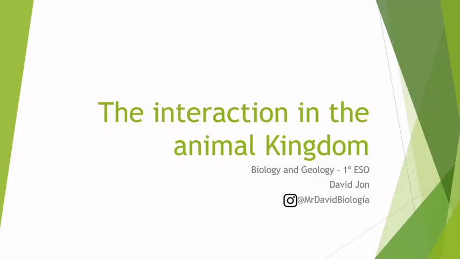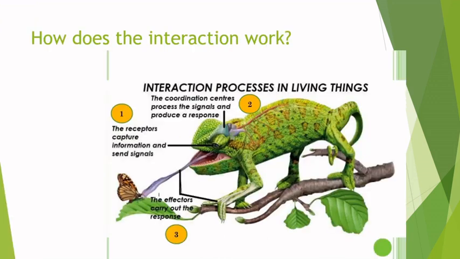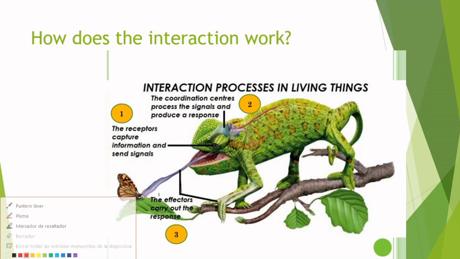Hello guys, so today we're going to finish the interaction in the animal kingdom. If you remember, what we said was that the receptors captured information that was then sent to the coordination centers, which we saw the other day, and these produce responses that they send to the effectors. Today what we're going to see are those effectors, the ones in charge of carrying out the responses.